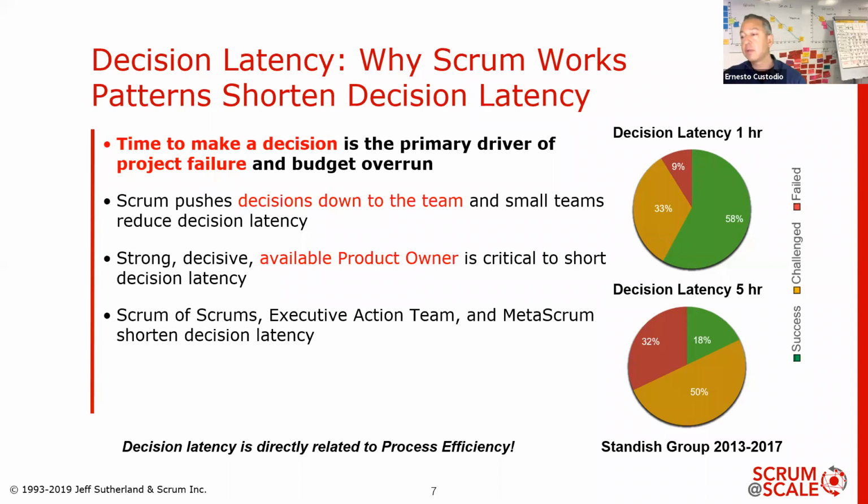Research has shown that decision latency can significantly impact the performance of the team. Depending on whether decisions are made in 1 hour or 5 hours, you could have as much as a 58% success rate in some projects when decisions are made quickly, compared to an 18% success rate when some decisions take longer, perhaps as much as 5 hours, right? And this is, in my opinion, actually a very close gap.